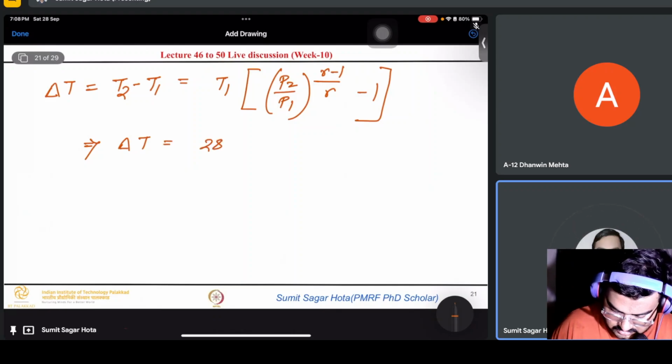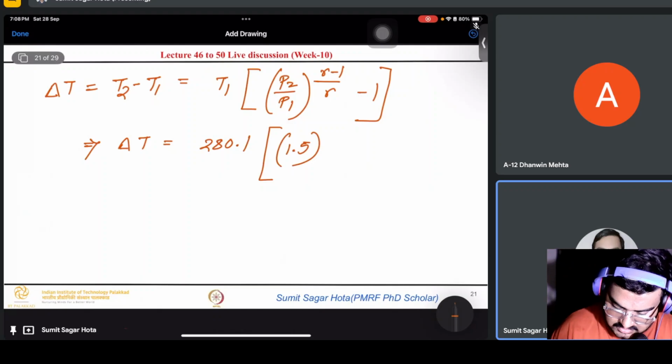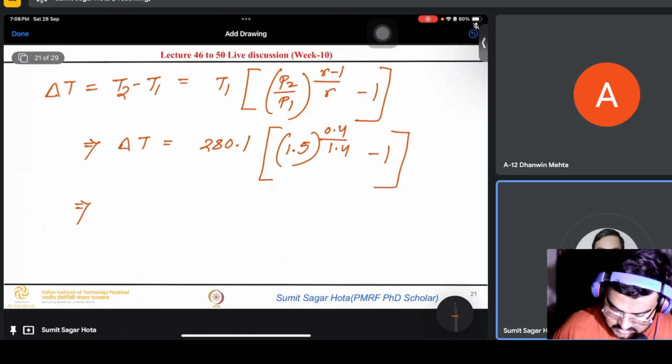T1 we know 280.1, it's 1.5, it's 0.4 by 1.4, minus 1. So the delta T comes out to be 34.4 Kelvin.